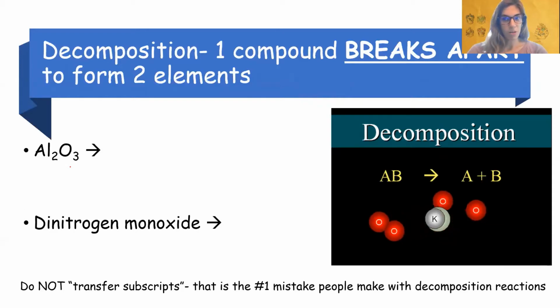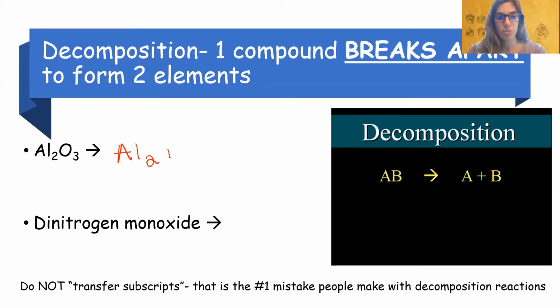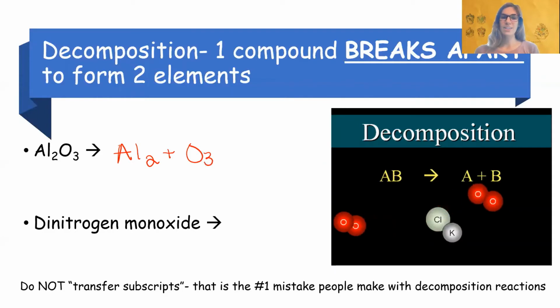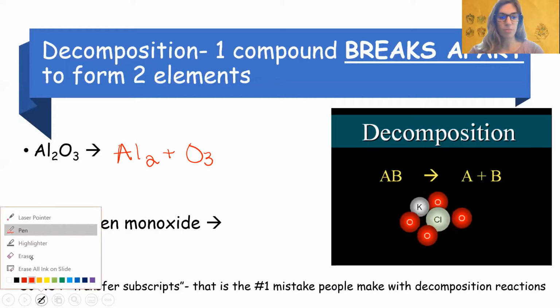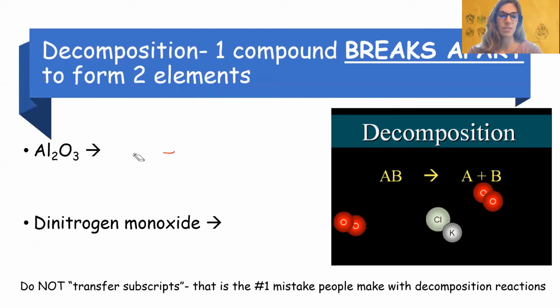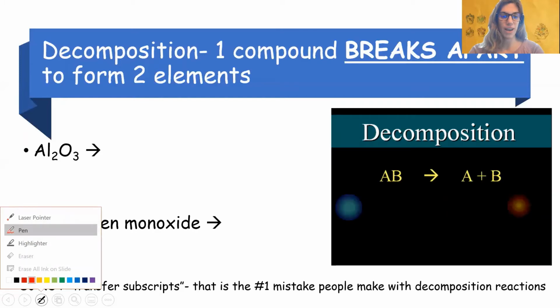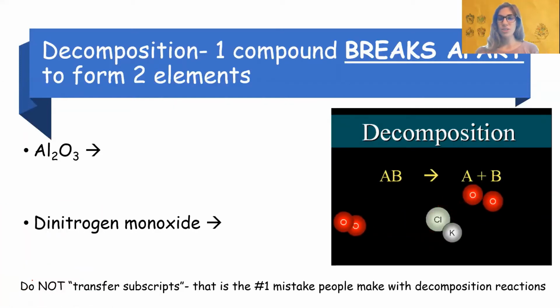A lot of people make the mistake of just bringing everything, including the subscripts, across and writing it out like this, because they think, oh, that would combine to Al2O3. This is the number 1 mistake people make. Do not transfer subscripts. This is incorrect. I'm going to show you guys the correct way to do decomposition reactions. It always breaks apart into 2 single elements.